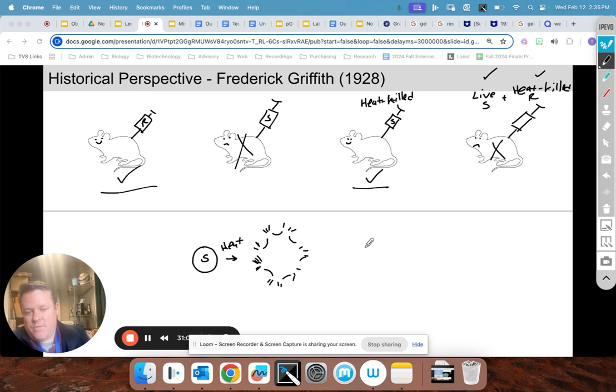And then over here, if you mix it together with this live R bacteria, something from this dead bacteria is going to still be around, and it's going to get taken up by this R bacteria, which will then transform its behavior, its genetic identity, into a functioning essentially like an S. He called it a transforming factor, right? Now we call it plasmid DNA, right? He said that the R was transformed into an S.